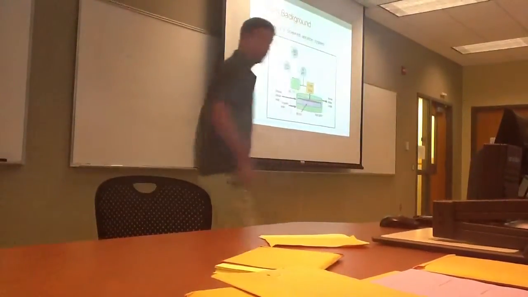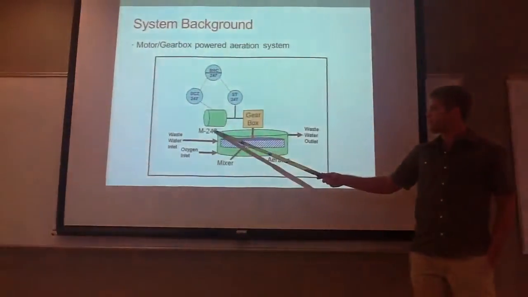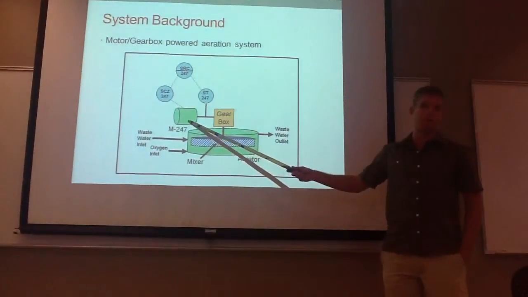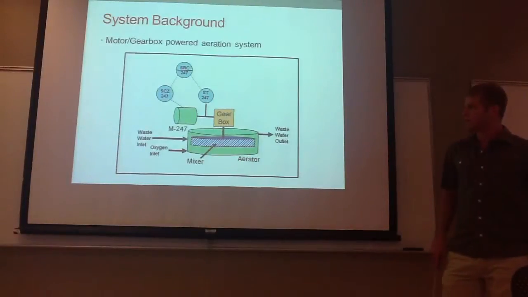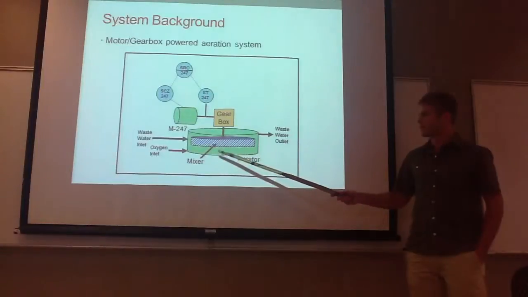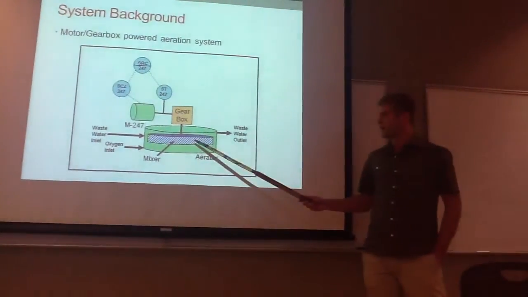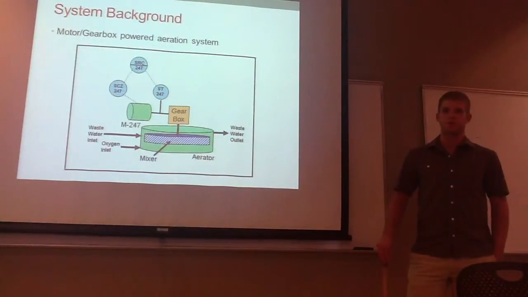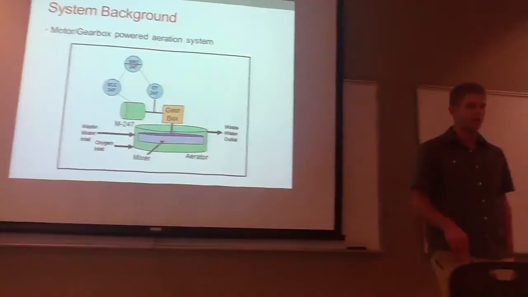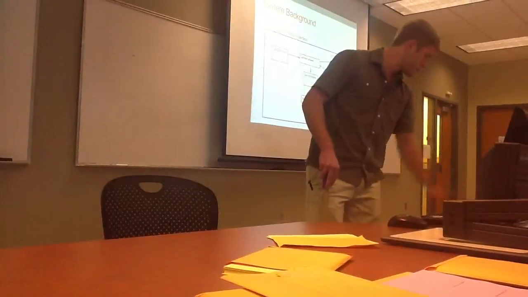This is a diagram of our whole system. It's powered by this motor right here, which is what we're varying our power input. It then goes into a 10:1 gearbox gear reduction to the mixer, which is in the tank of the wastewater. The idea of the mixer is that as it spins, it mixes in oxygen with the wastewater to stimulate bacteria growth, to help break down the wastewater.